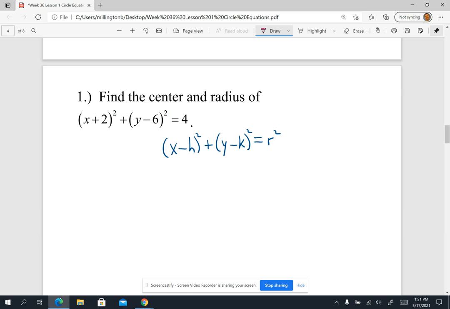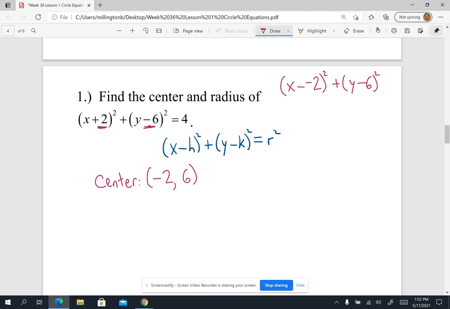So if you look at the equation here, you might be tempted to say that the center of this circle was at 2, negative 6, but it's actually the opposite of that. The center would actually be at negative 2, comma, positive 6. Because if you look at the general form, if you had x minus negative 2 squared, because in the general form, it's x minus the coordinate from the center. And then it would be y minus 6 squared.